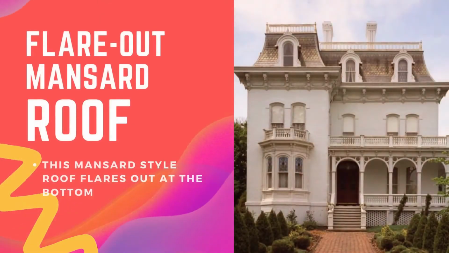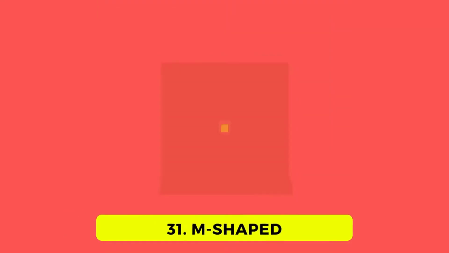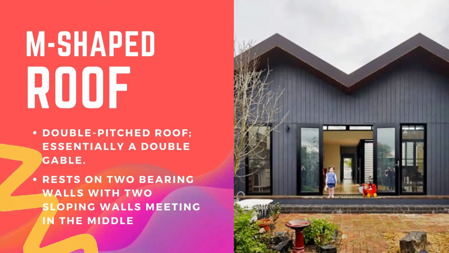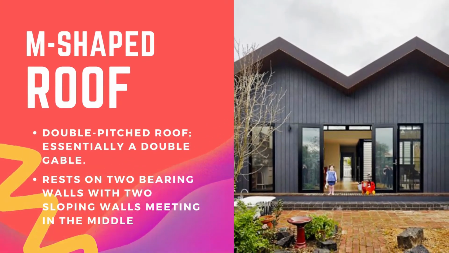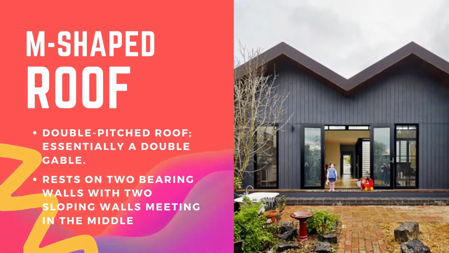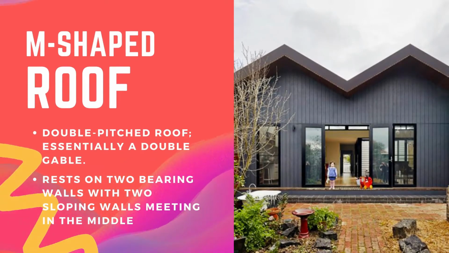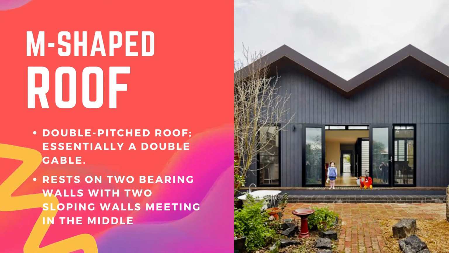30. Flare-out mansard roof. This mansard-style roof flares out at the bottom. 31. M-shaped. An M-shaped roof is a double-pitched roof, essentially a double gable. The roof rests on 2 bearing walls with 2 sloping walls meeting in the middle to form an M shape. Central guttering runs between the 2 pitches to stop any snow or rain building up in the winter season.